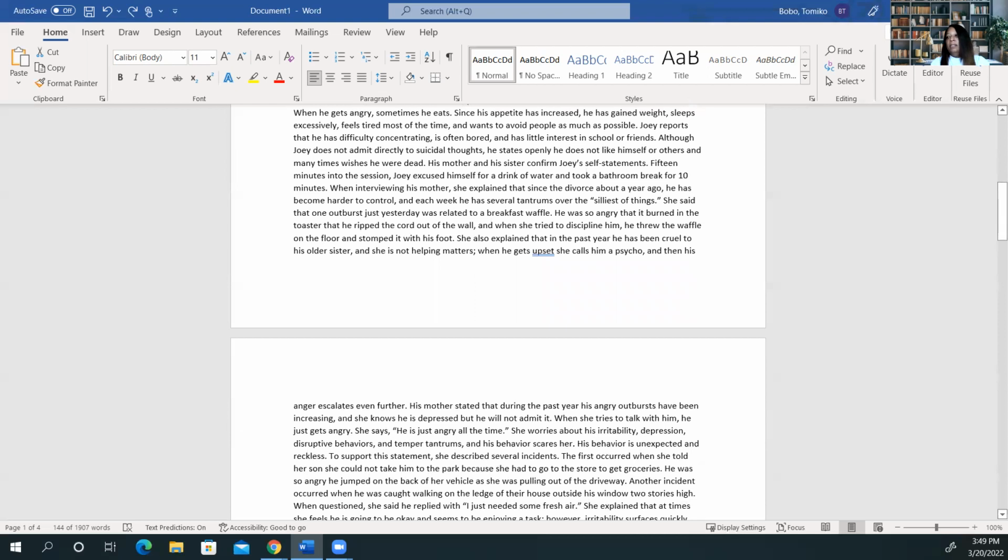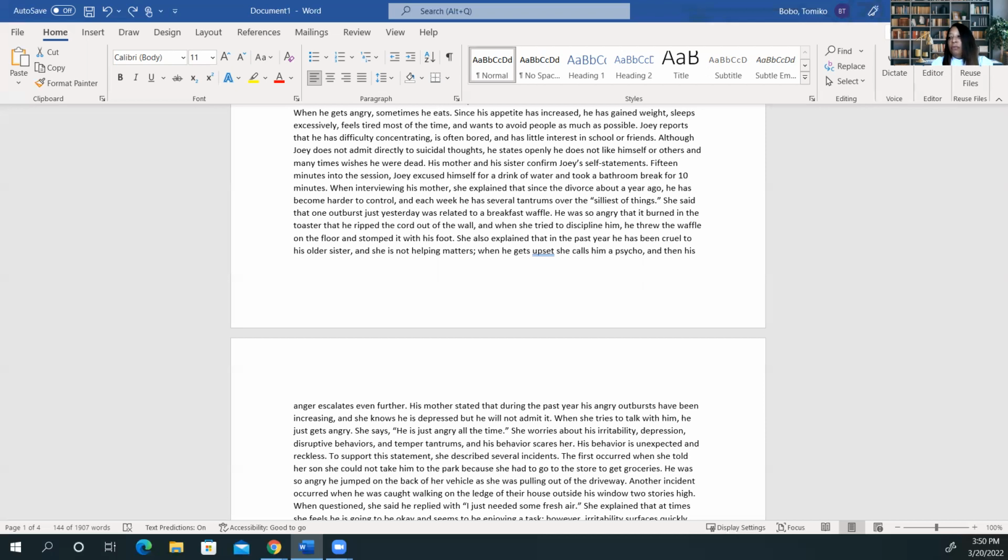Since his appetite has increased, he's gained weight. He sleeps excessively. He feels tired most of the time, and he wants to avoid people as much as possible. He reports that he has difficulty concentrating, is often bored, and has little interest in school or friends. Although Joey doesn't admit directly to suicidal thoughts, he did state openly that he doesn't like himself or others, and many times wishes he were dead.